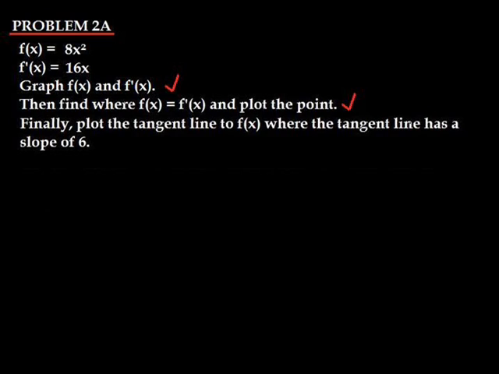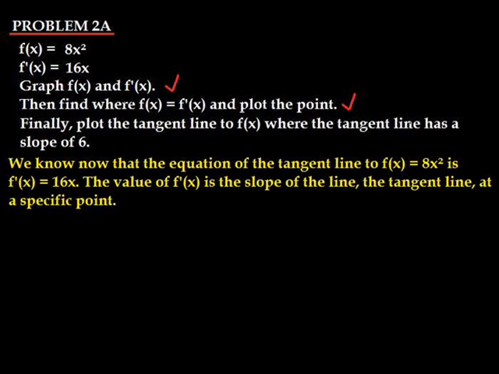Alright, so the last part of problem 2a asks us to plot the tangent line to f of x where the tangent line has a slope of 6. So how do we go about doing this? Well, we know now that the derivative of f of x equals 8x squared is f prime of x equals 16x. The value of f prime of x is the slope of the tangent line at a specific point.